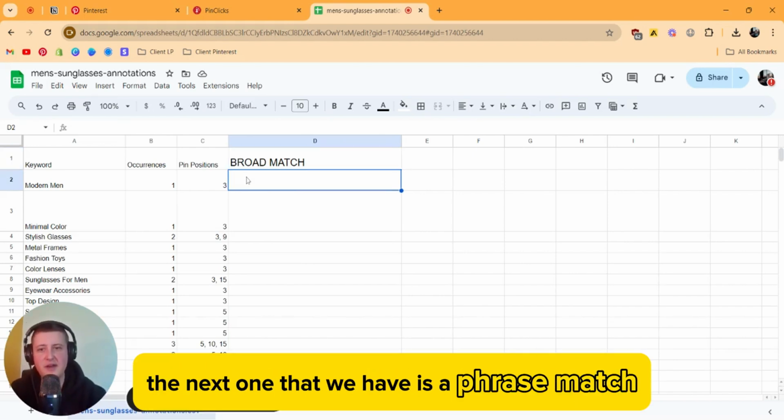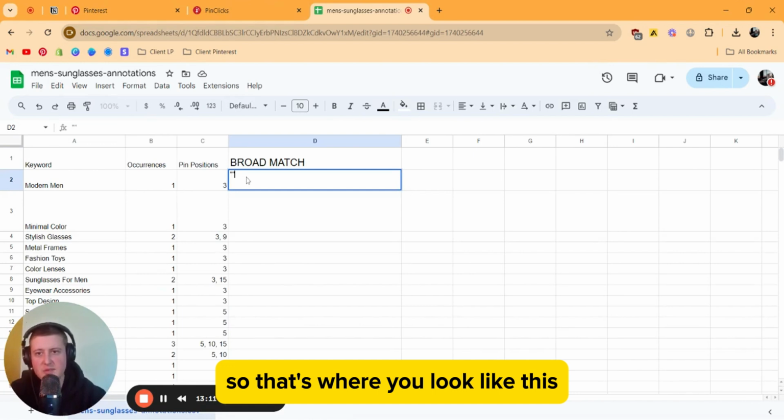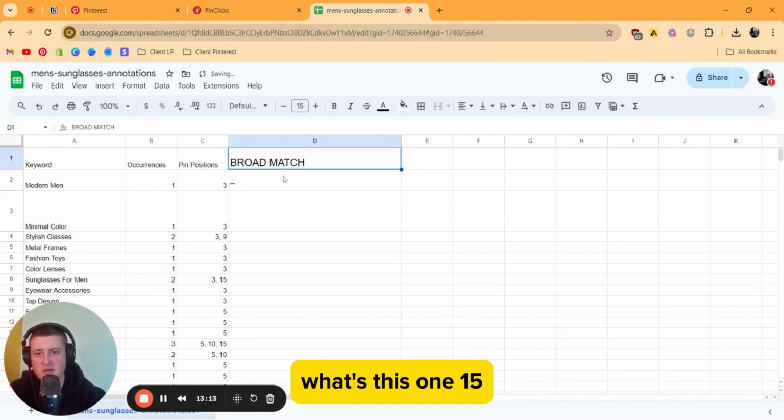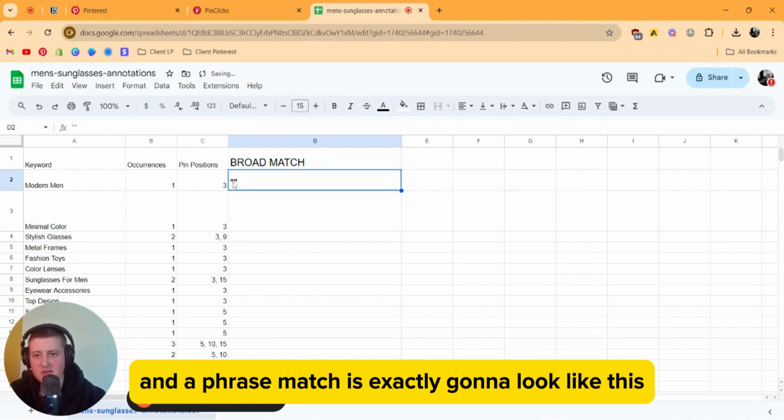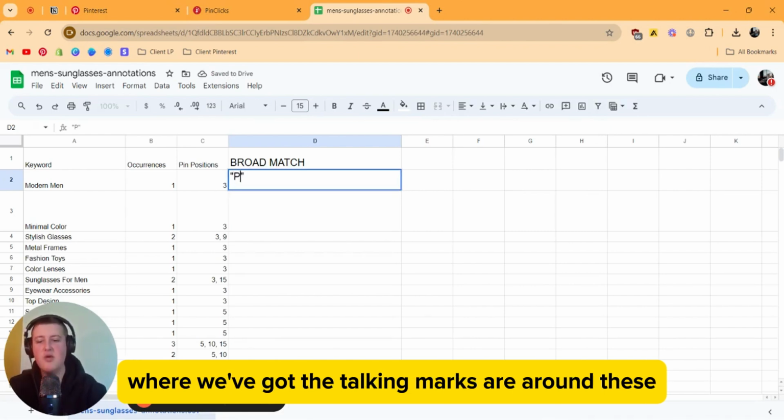The next one that we have is a phrase match. So that's where you look like this. What is this one? 15. And a phrase match is exactly going to look like this, where we've got the quotation marks around these.